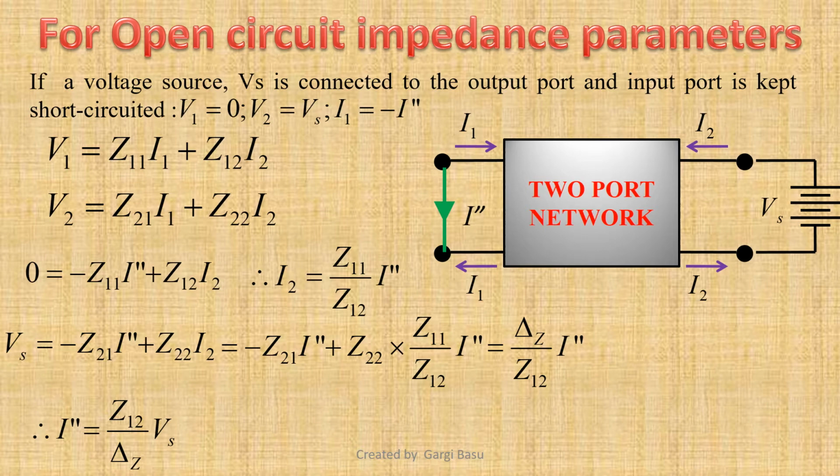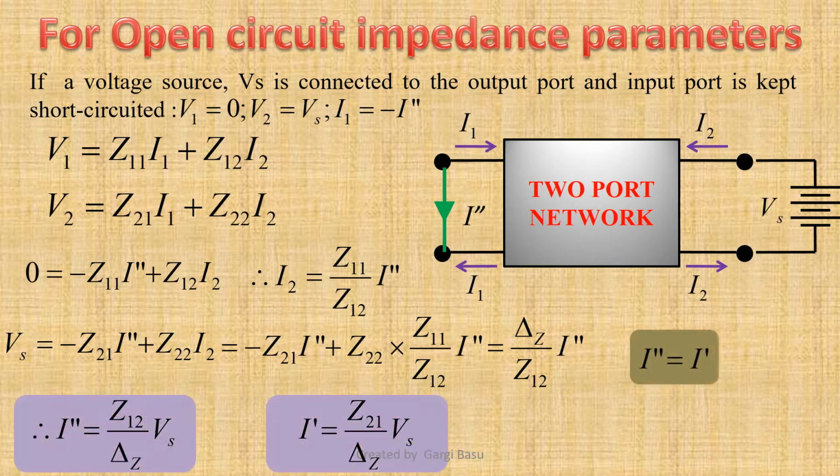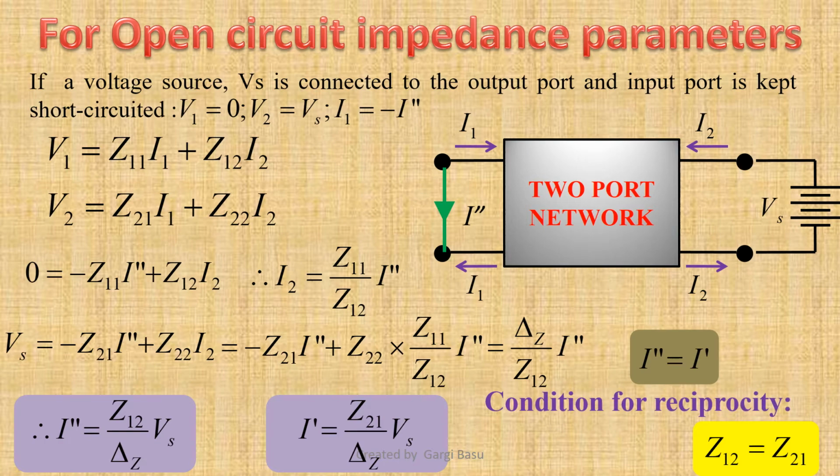We have already got I dash equals Z21 by delta Z times Vs. For a reciprocal network, I double dash must be equal to I dash. Therefore, we can write Z12 equals Z21. That is the condition for reciprocity for open circuit impedance parameters.